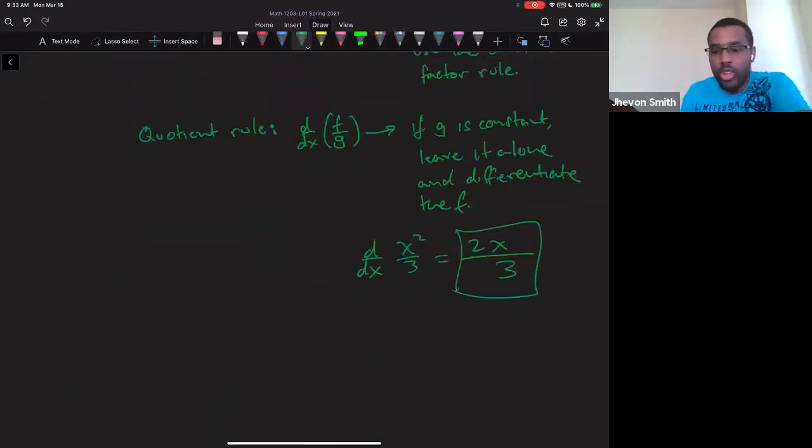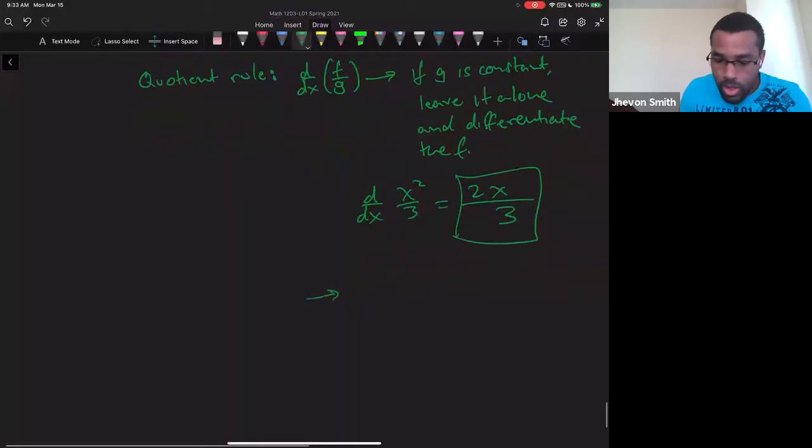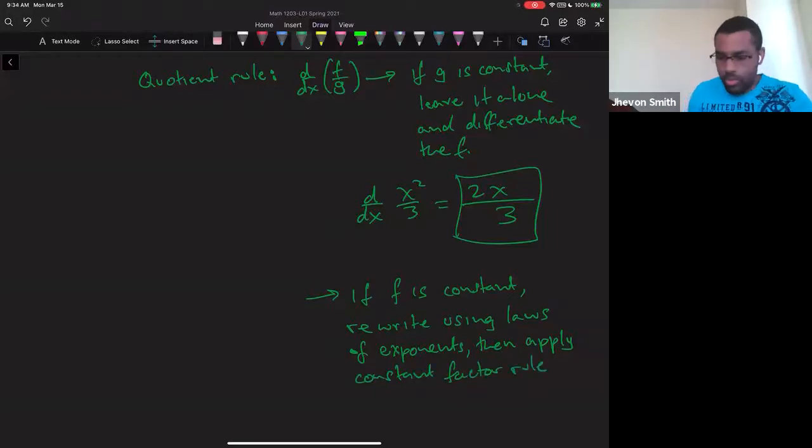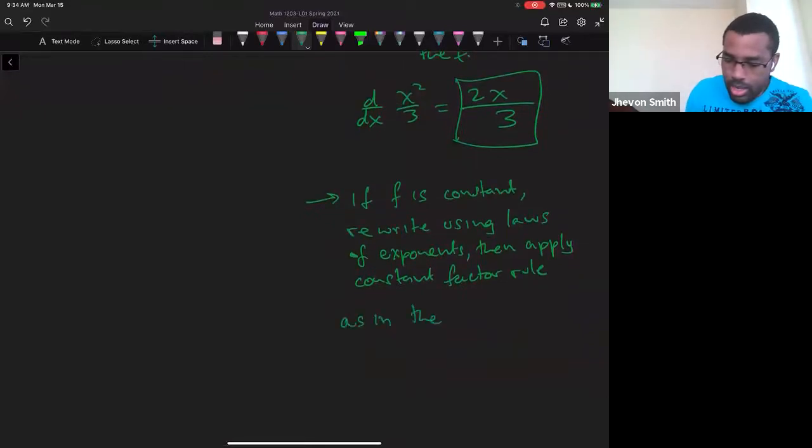So if the denominator is a constant, you just leave it alone and differentiate the numerator, right? You don't need the quotient rule. You're going to get the same answer by taking that strategy. Just differentiate the top, leave the bottom alone. If f is constant, I would say, again, apply a lower level rule. Don't just jump into the quotient rule. Rewrite using laws of exponents. Then apply the constant factor rule. As in the next example.